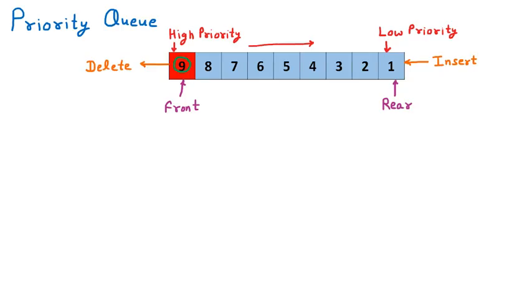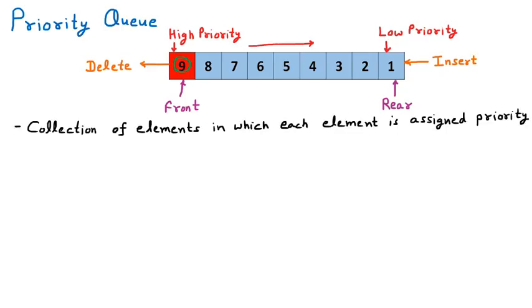So in a queue, all the people who are standing are given a priority, and based upon the priority they are assigned to the queue. This is called the priority queue, or we can say it is a collection of elements in which each element is assigned a priority. All the elements present in the queue have some priority, and according to the priority, elements are deleted and processed as per the following rules.